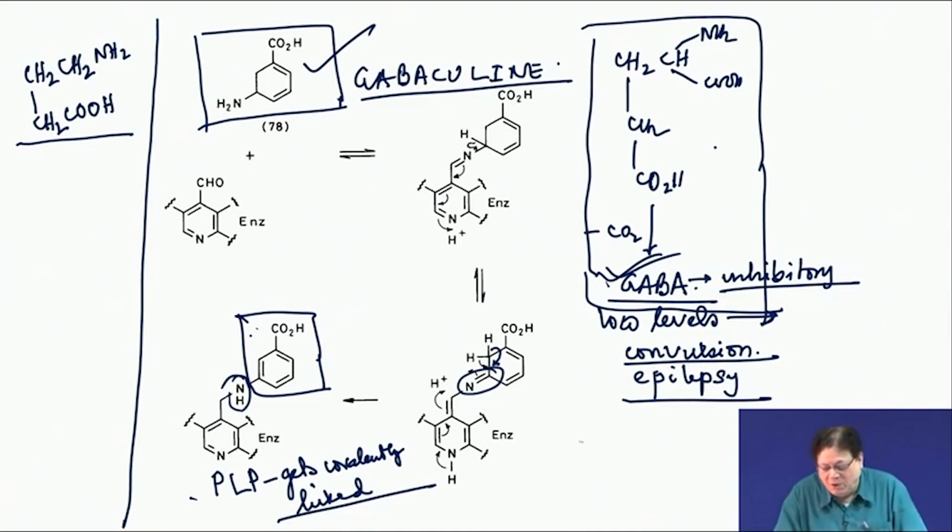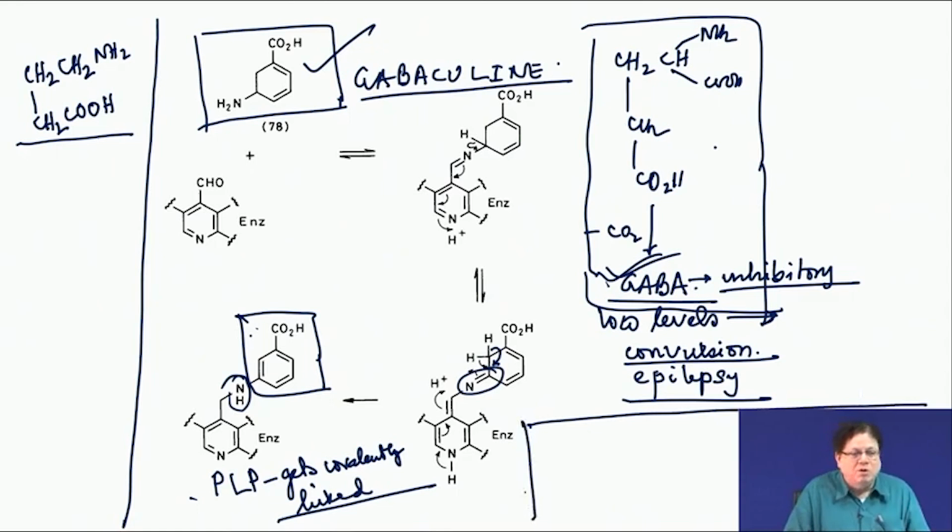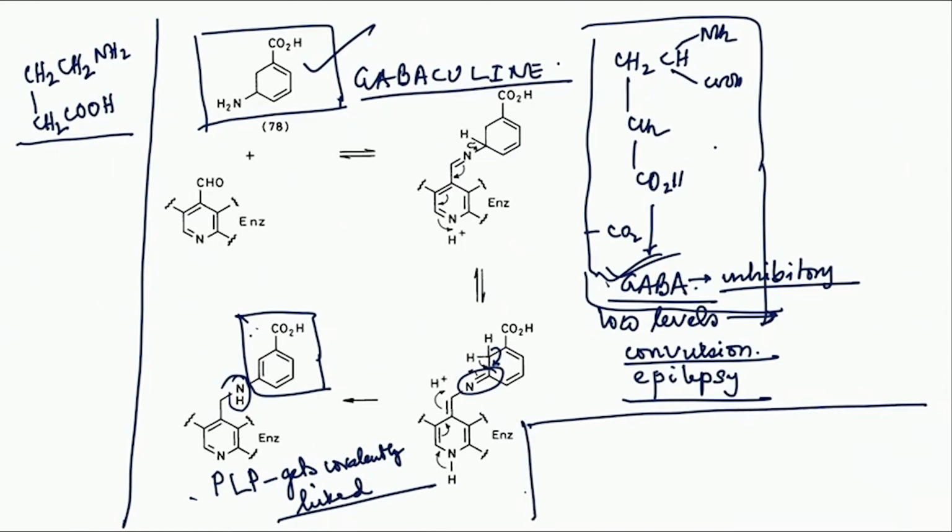So, that is all about the three types of neurotransmitters we have covered. We have covered acetylcholine, we have covered dopamine, and we have covered GABA and its associated diseases and how to treat those diseases. Okay. Thank you.